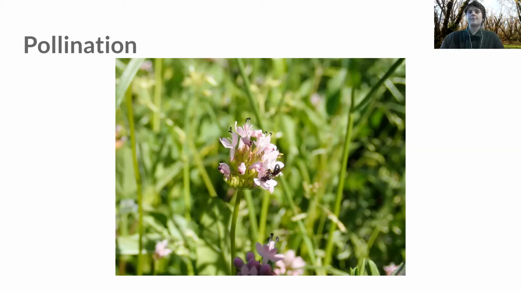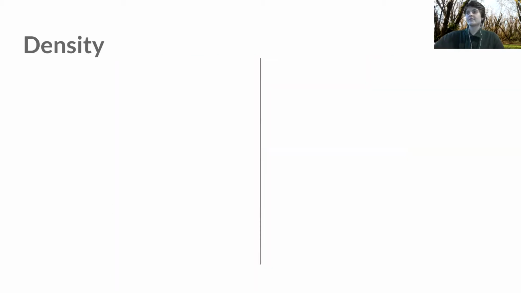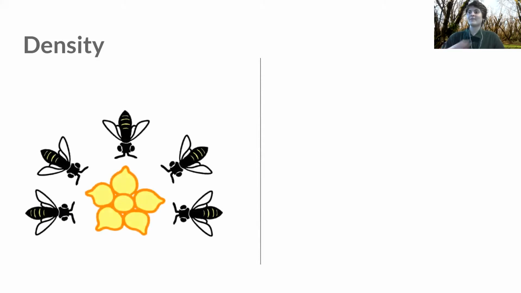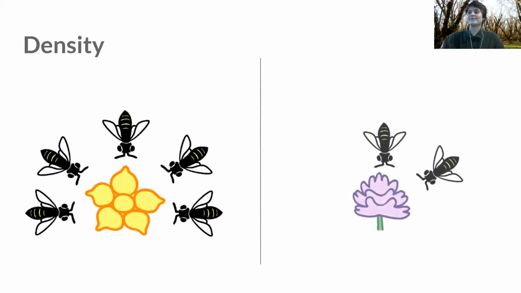So I'm looking at pollination by two metrics. The first one is density. Density is essentially counted as how many times a particular plant is visited by an insect. So on our flower on the left here, we have 5 visits. It's fairly dense as compared to this flower on the right, where we only have 2 visits. It's less dense, less visitation.